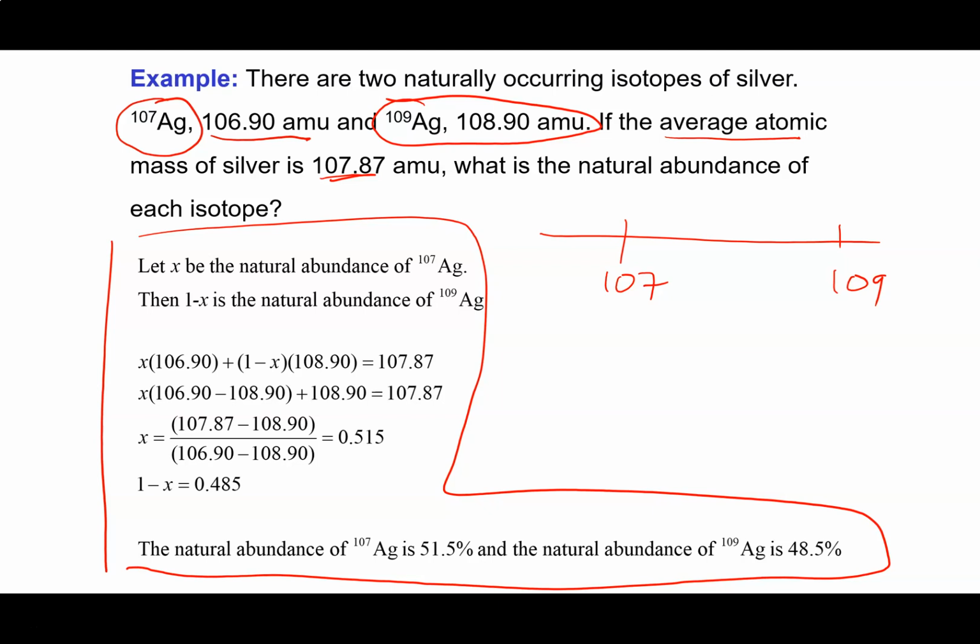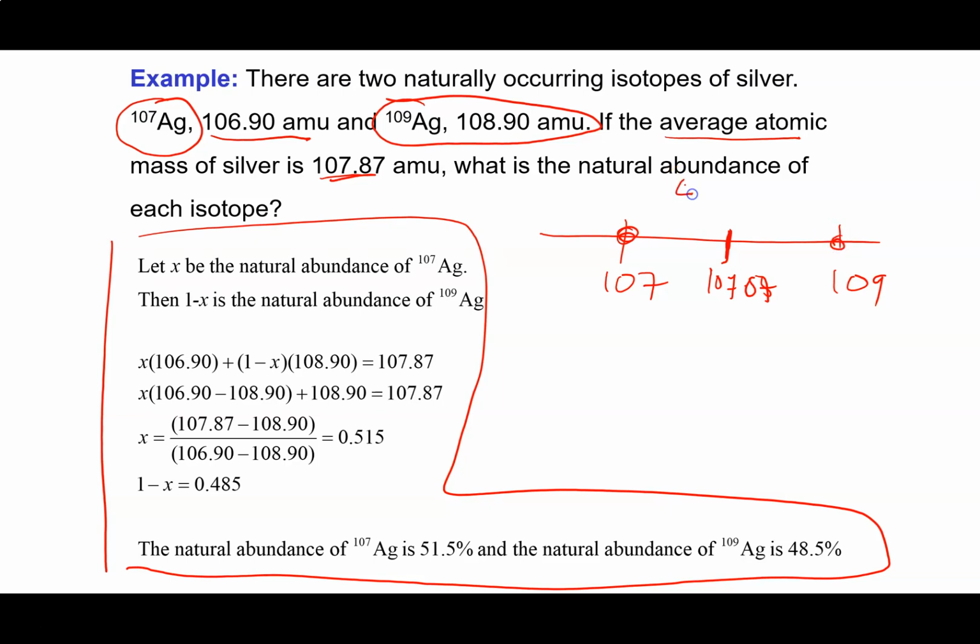So we aren't being asked to solve for the average atomic mass. We're being given the average atomic mass, and we're told that it's not quite half-way between 107 and 109. It's a little closer to 107, right? So it's 107.87. So if I had to say about the proportions, I would say it would have a tiny little bit more of that one than that one.